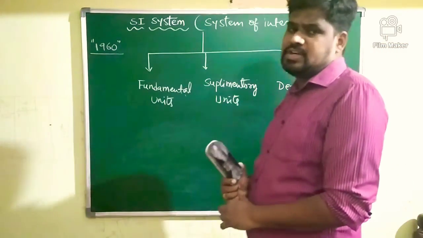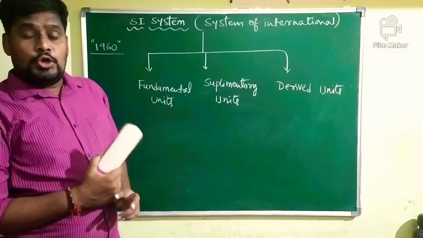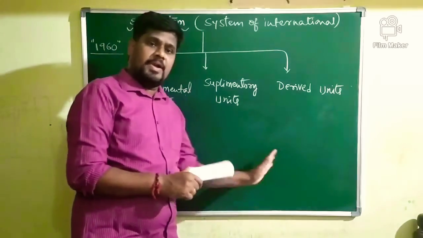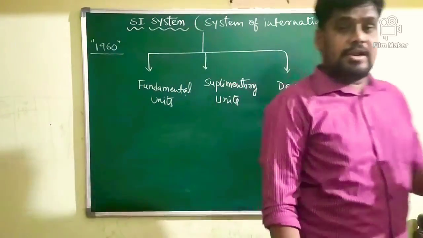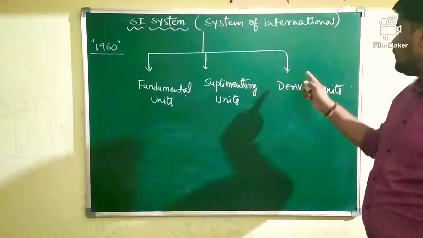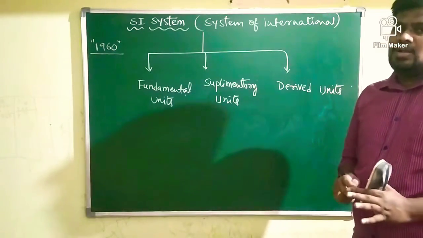Second type of physical quantities are called supplementary physical quantities. Units of supplementary physical quantities, we will call supplementary units. Third physical quantities are called derived physical quantities. Units of derived physical quantities, we will call derived units here.